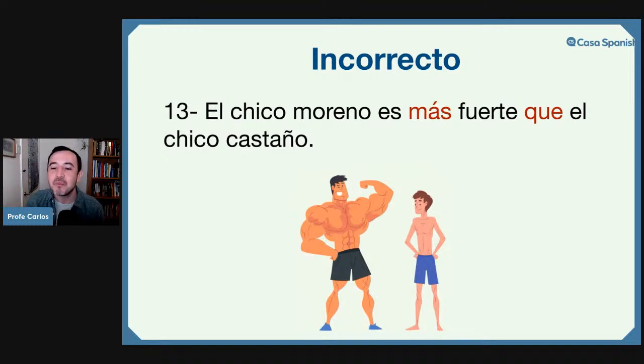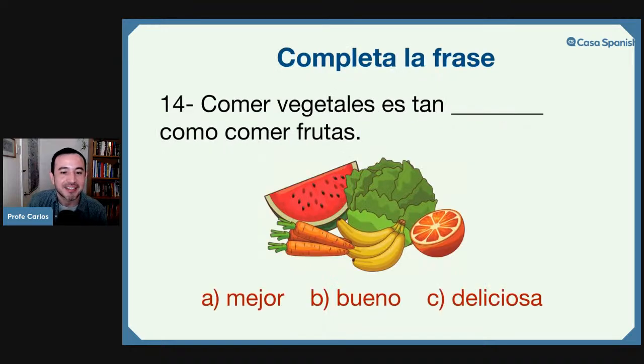Excelente. Muy bien, chicos. We're about to finish. Let's see the next one. Okay, I like this one. Comer vegetales es tan como comer frutas. Three options. Comer vegetales es tan mejor como comer frutas. Comer vegetales es tan bueno como comer frutas. Comer vegetales es tan deliciosa como comer frutas.